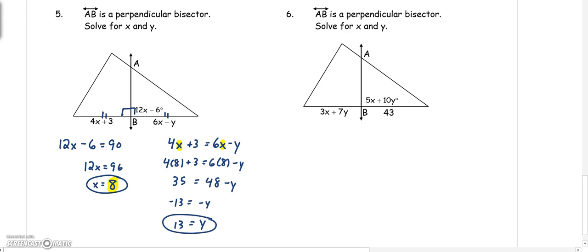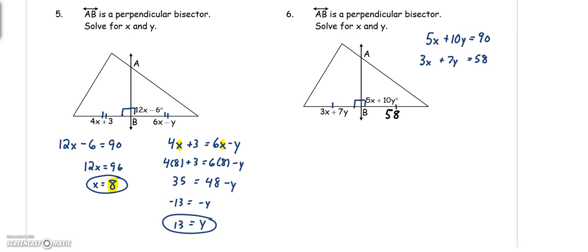The same thing happens in number 6. AB is a perpendicular bisector again. So we have right angles, and my sides are bisected. So I can set up two equations. My first equation, 5x plus 10y is equal to 90 for the right angle, and then my bisected sides, 3x plus 7y is equal to 58.